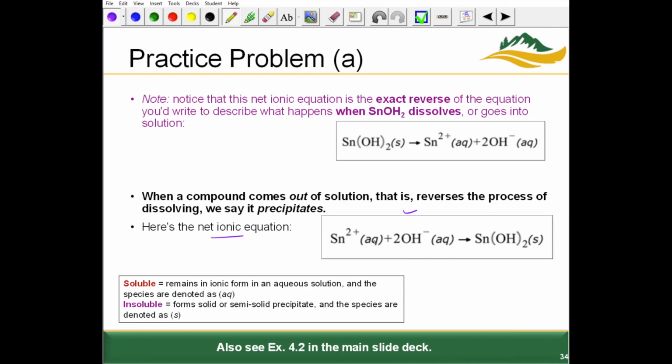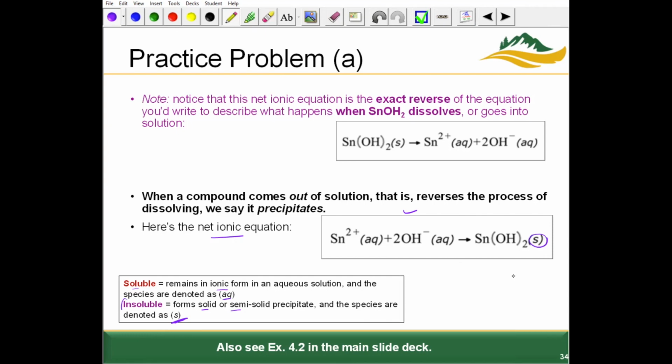As a reminder here, if something is soluble, it remains in its ionic form, denoted as aq with the charge, be it a cation or an anion. Whereas something that's insoluble forms a solid or semi-solid precipitate, and the species are denoted by that italicized s here to represent solid or semi-solid in this case.